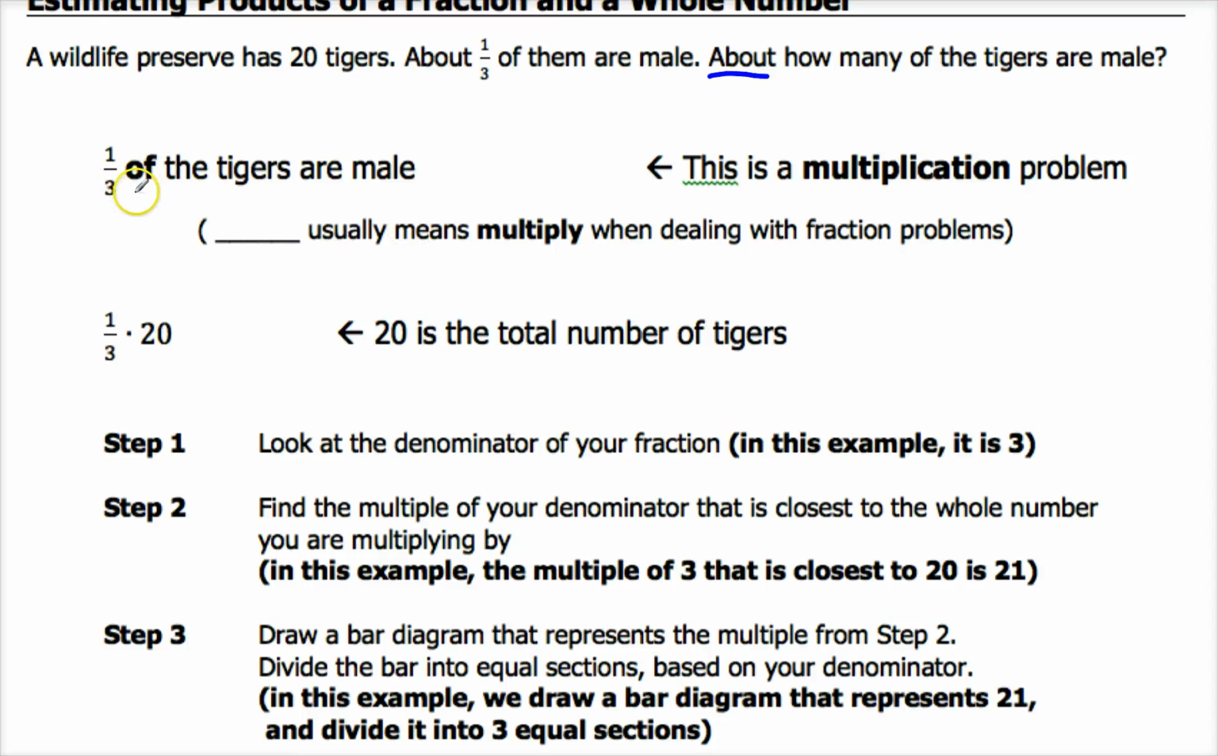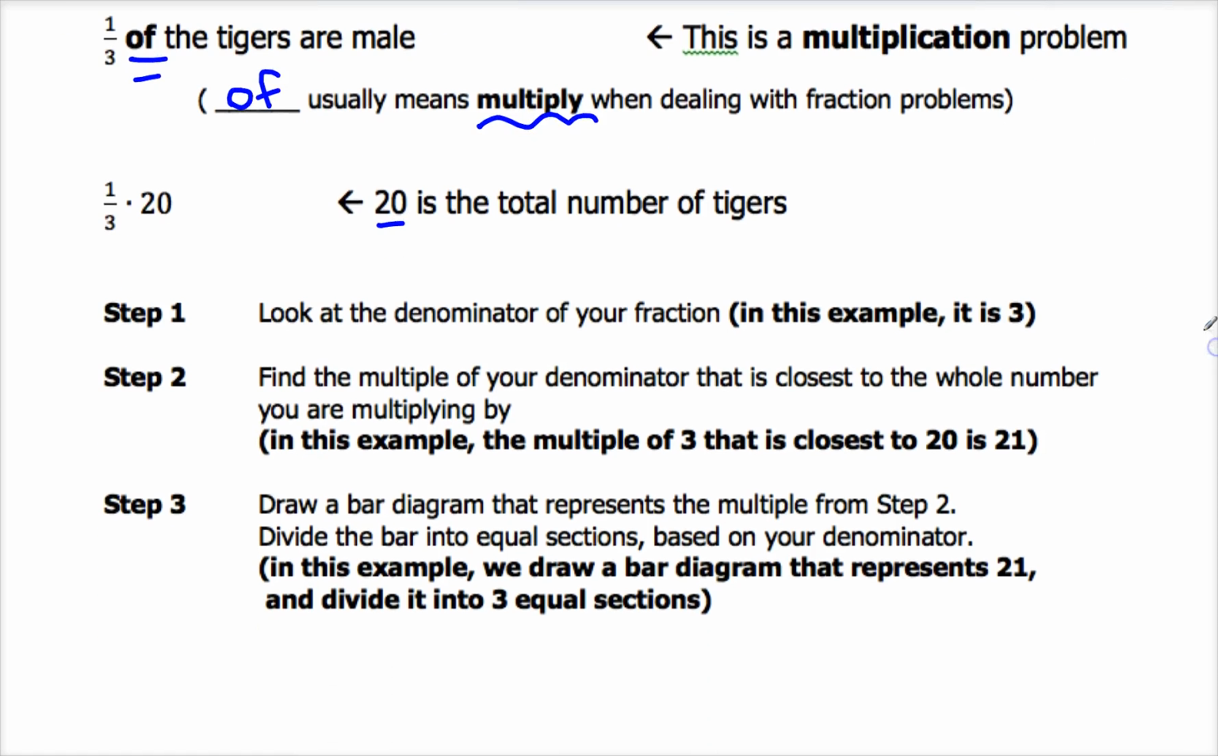So first of all, it tells us 1/3 of the tigers are male. And whenever you see that word of in a word problem, it usually means multiply, especially when you're dealing with fraction problems. So we're going to make this the multiplication problem, 1/3 times 20, since there are 20 total tigers. And in order to estimate this, the first thing I'm going to do is look at the denominator of our fraction. The denominator of our fraction is 3.